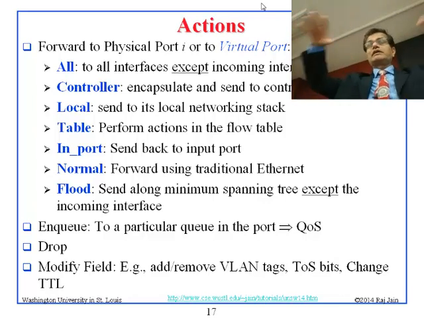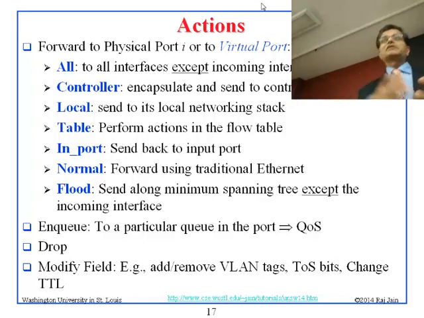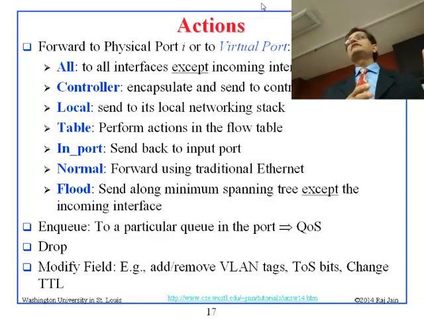Each Ethernet network has a spanning tree, and so you send it along there. Or enqueue into the particular queue, or drop the packet, or modify the field, for example, VLAN tags, and then queue or whatever. So these are all the different actions.